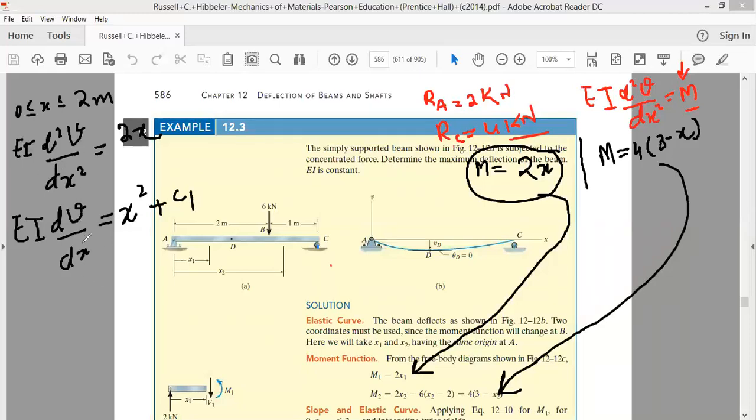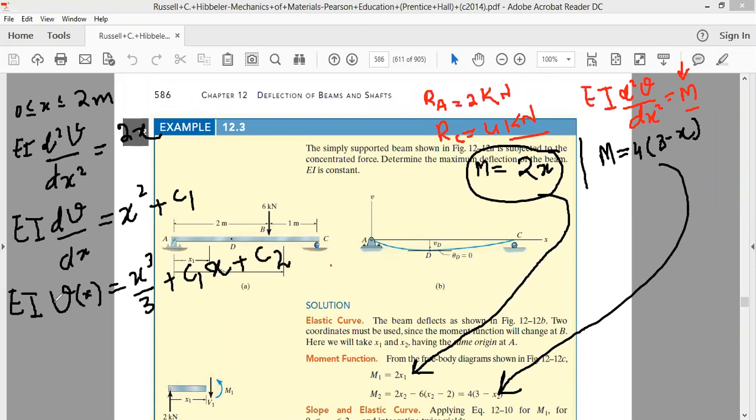We'll integrate it once more, we'll get EI, now the integral of dv by dx is nu. This nu gives us the equation of the deflection curve. Since this will be in terms of x, we can also write nu as a function of x. Integral x square is x cubed by 3. This is x cubed by 3 plus c1x plus one more constant of integration, that will be c2.